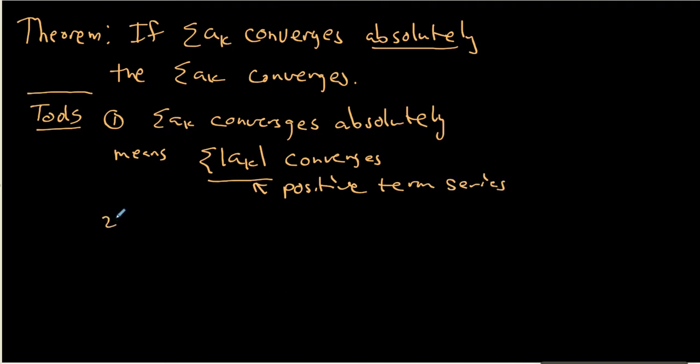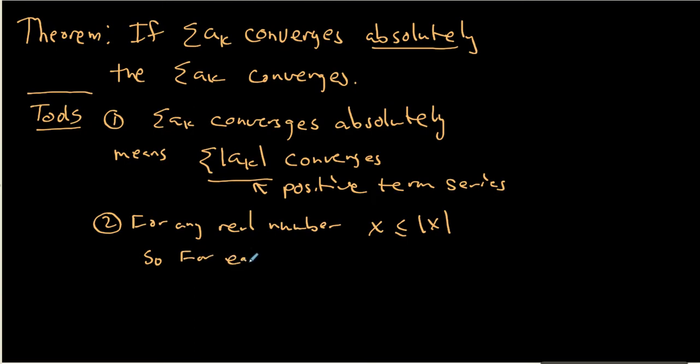The second thing that we need lined up is the idea that for any real number, x is always going to be less than or equal to its absolute value. So in particular, for each of the a_k's, we know that a_k is less than or equal to the absolute value of a_k.